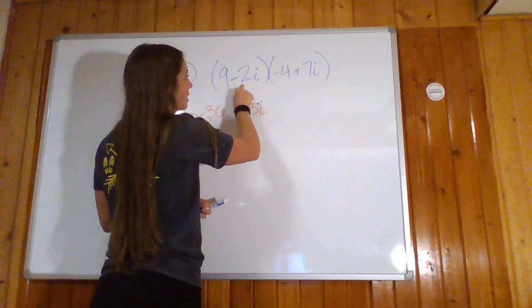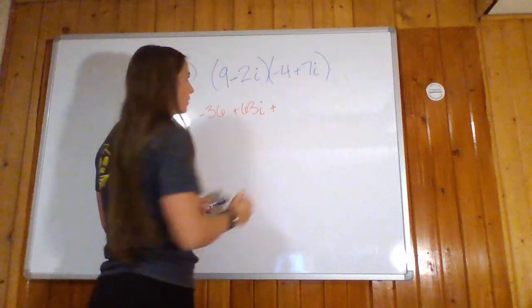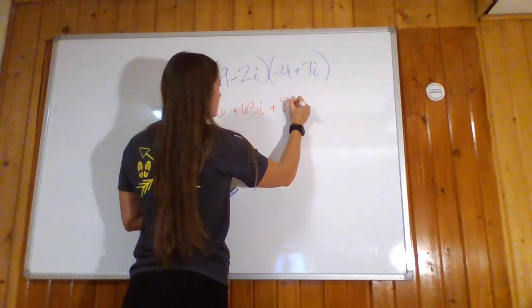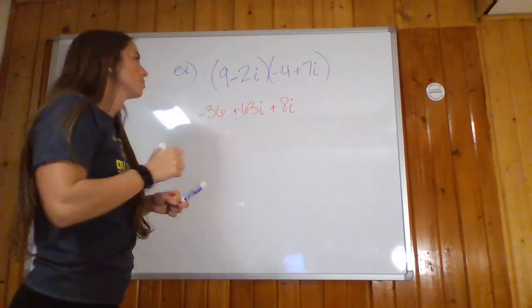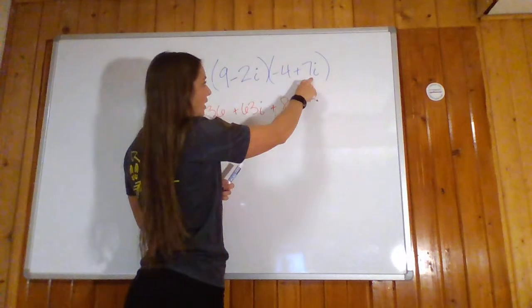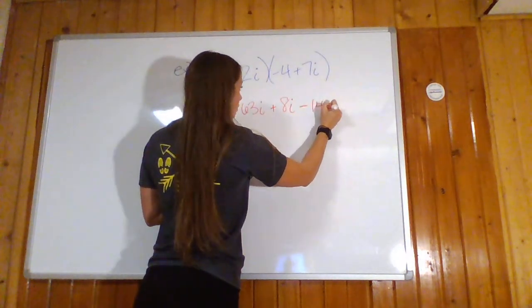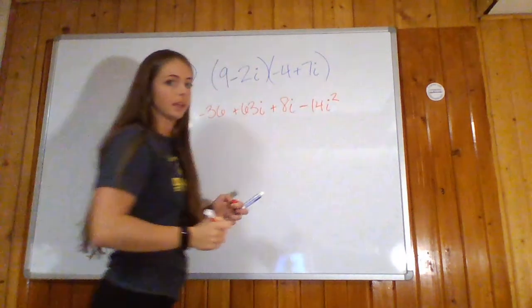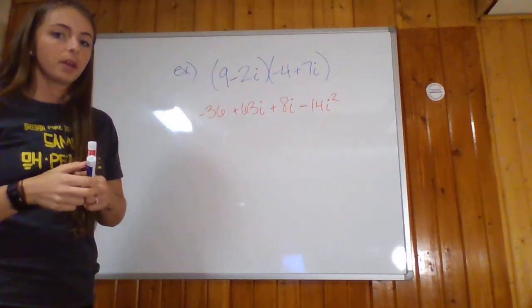Now I have -2i times -4. It's going to become positive because of the two negatives. 2 times 4 is 8, and that i still gets attached. So my very last one, -2i times positive 7i, it's going to be -14. And since we had two i's being multiplied together, that's going to be i squared.